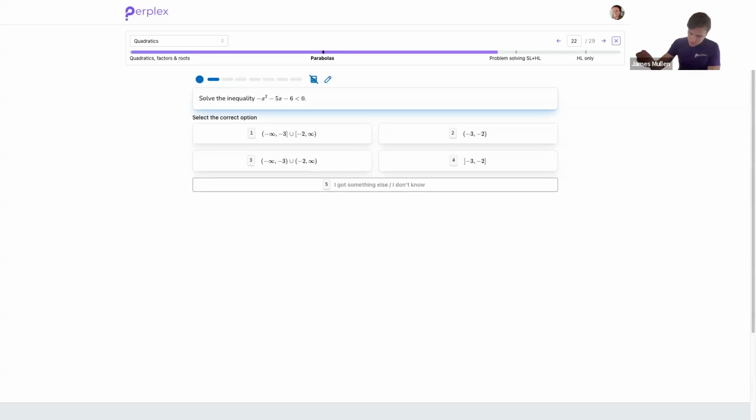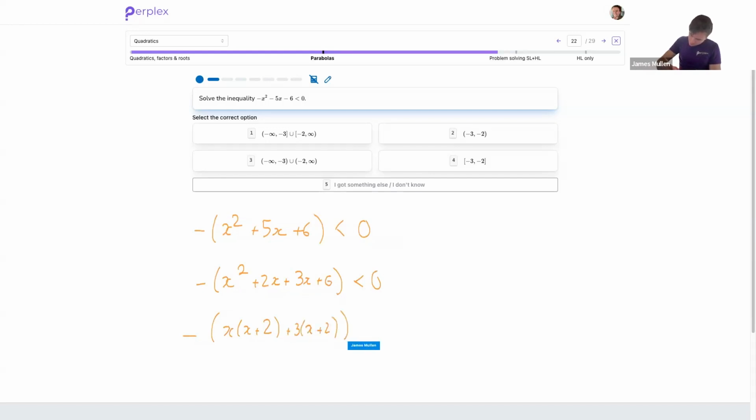So I have the quadratic negative x squared minus 5x minus 6. I'm going to pull out all the negatives and just write this as negative (x squared plus 5x plus 6). Okay, and I'm looking for when that is less than 0. And I'm going to factor the inside. So I'm going to do x squared plus 2x plus 3x plus 6, just factoring by inspection. And then it becomes x times (x plus 2) plus 3 times (x plus 2).